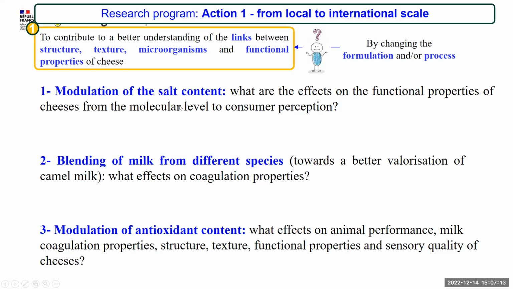So, for example, we have studied the effect of salt content and its variation in the characteristic of the cheeses. We have also focused on the blending of milk from different species in order to see what is the effect of the blending of milk before obtaining cheese concerning its sensory properties, for example. And I'm also working on the modulation of antioxidant content of the cheese by modifying the animal food, I'll say, and also by adding some antioxidant molecules in the milk before coagulation.